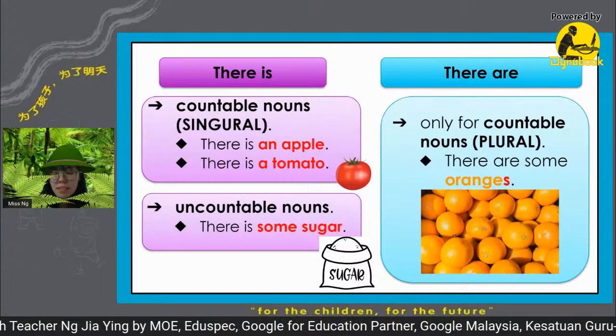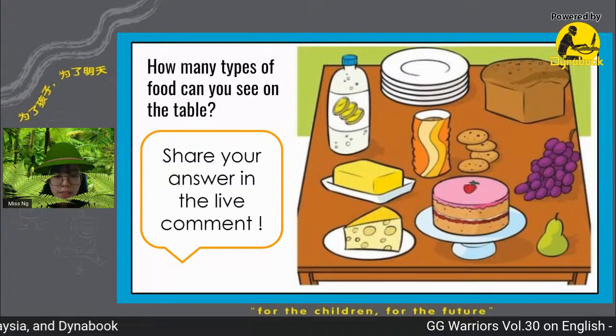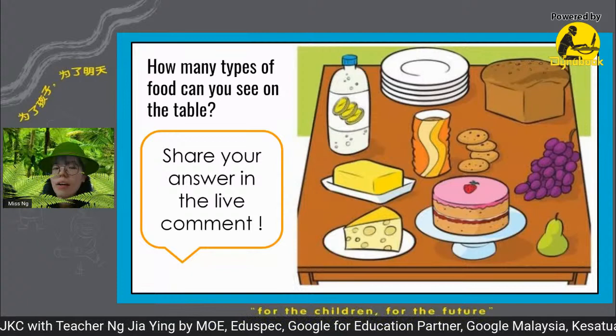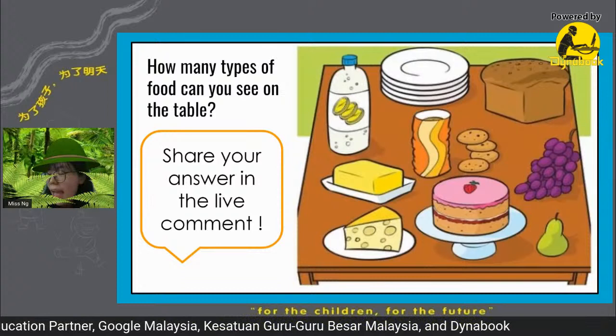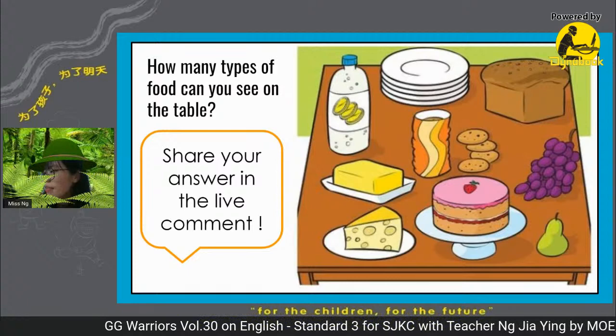Now, as you can see in the slides, how many types of food can you see on the table? Can you share your answer with me in the live comment now? Try to count and tell me your answer in the comment. I see 8, 6, 9. How many, everyone?